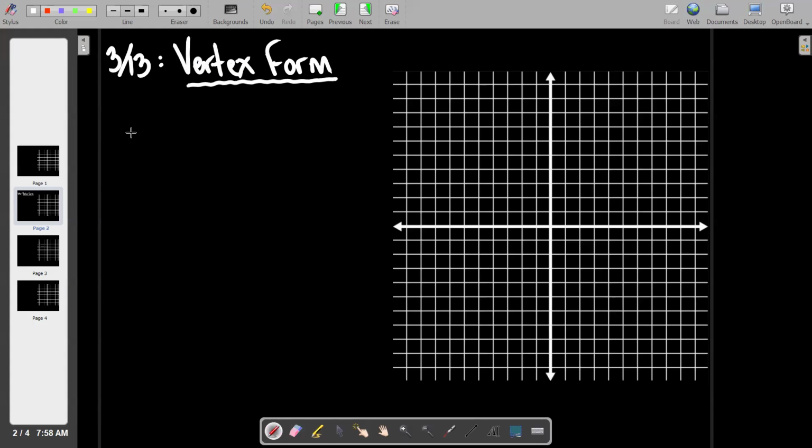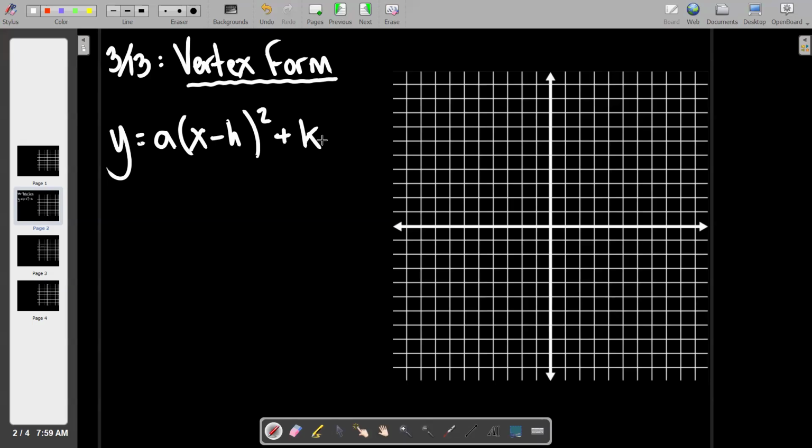And vertex form, the general form of it, we say, like how there's y equals mx plus b. That's a general form of a slope-intercept equation. y equals ax squared plus bx plus c, like you just saw, is the general form for a standard form quadratic. The general form for vertex form is a times x minus h squared plus k.